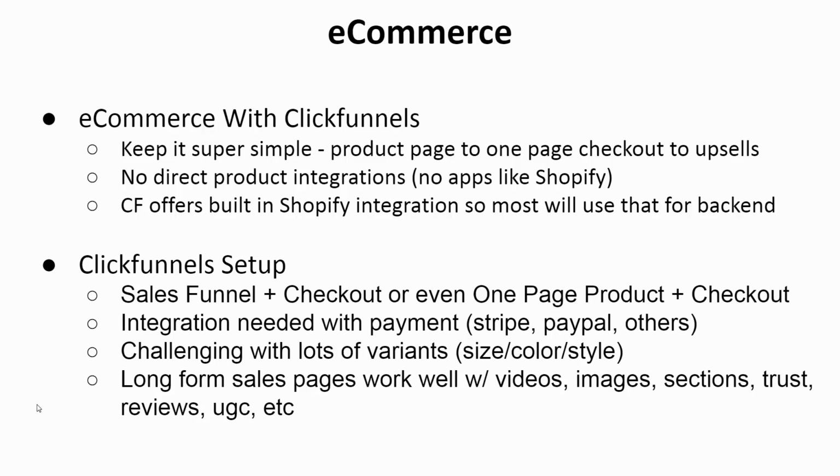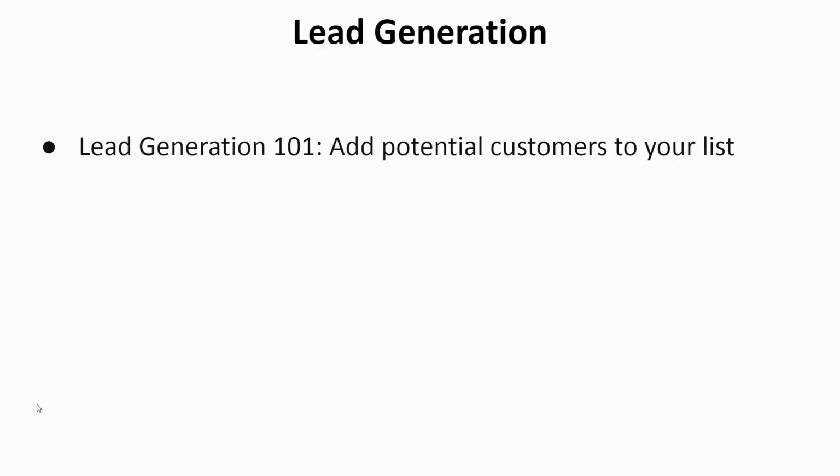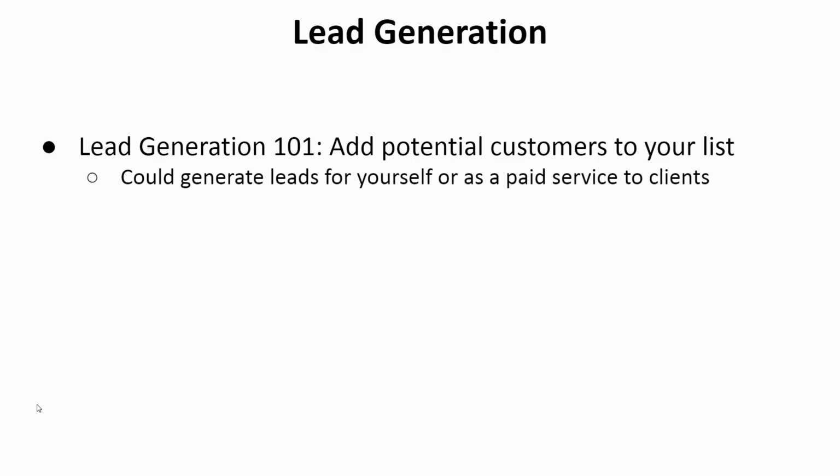On the e-com side, I would say that's probably the second most popular thing that people do with ClickFunnels after affiliate marketing. Next is lead generation. And this could be something where you're an agency generating leads for your clients, or you are a brand and you want to build your email list. Basically, the idea is that you're adding potential customers to your list. It could be an email marketing list, could be a text message list, it could be for your clients, it could be for your own brand, it could be for a personal brand, it could be for anything.